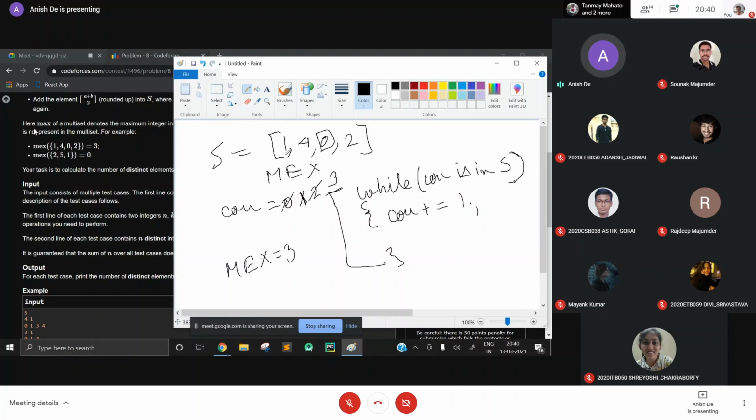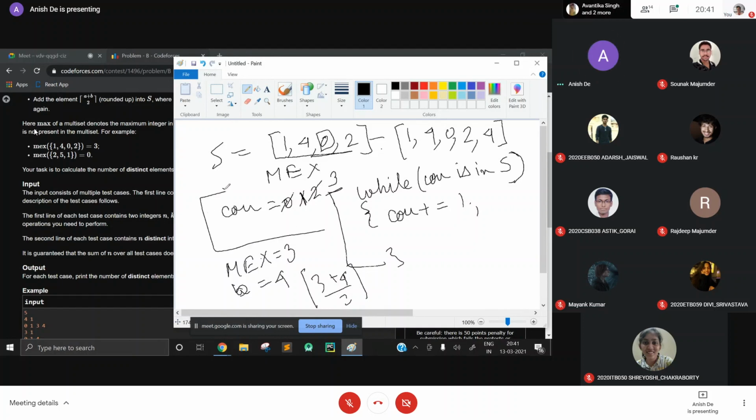And you know how to find the largest element. So it's 4. So we are adding ceil of (3 plus 4) by 2 here. And we are repeating this k times. And then we are counting the number of distinct elements and printing it.